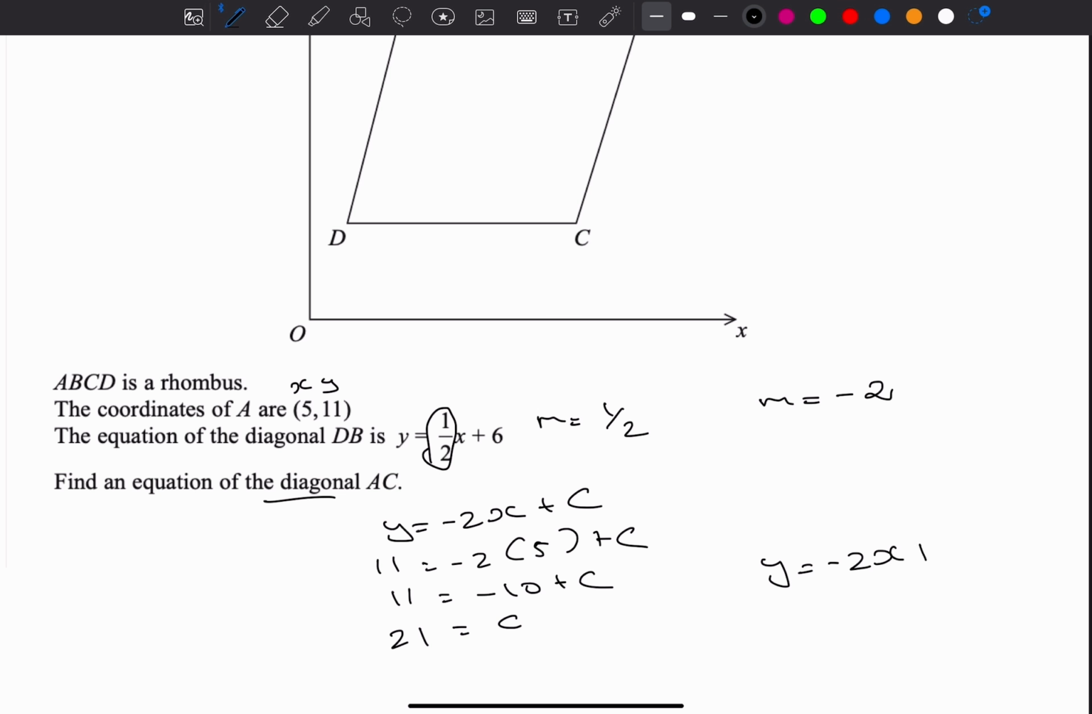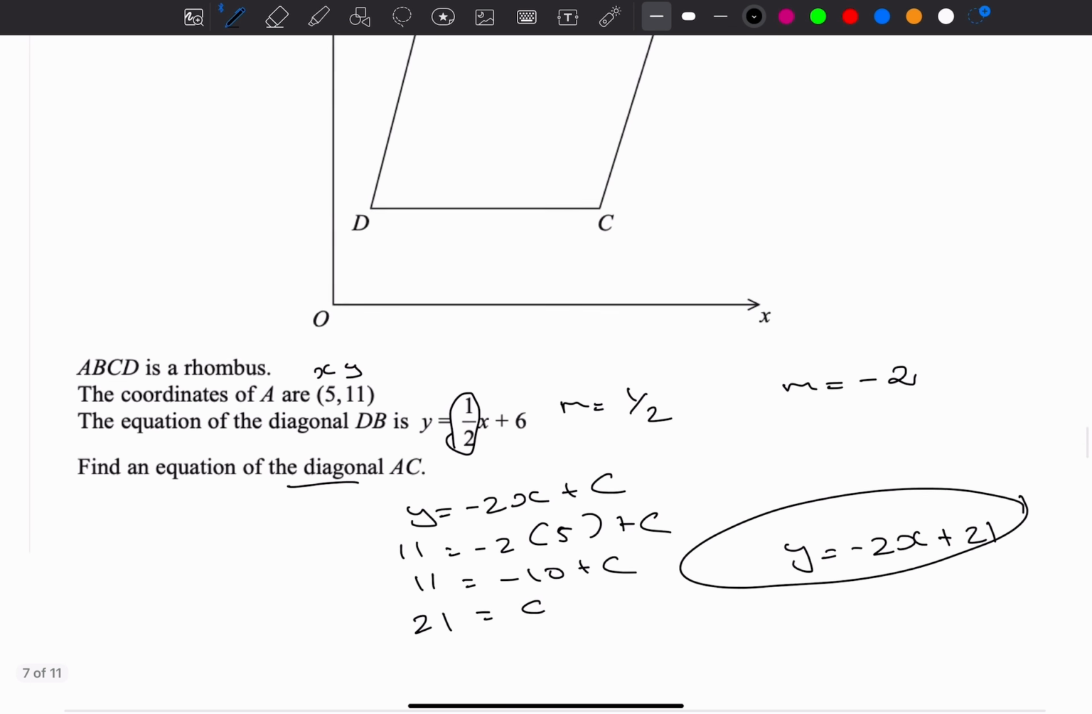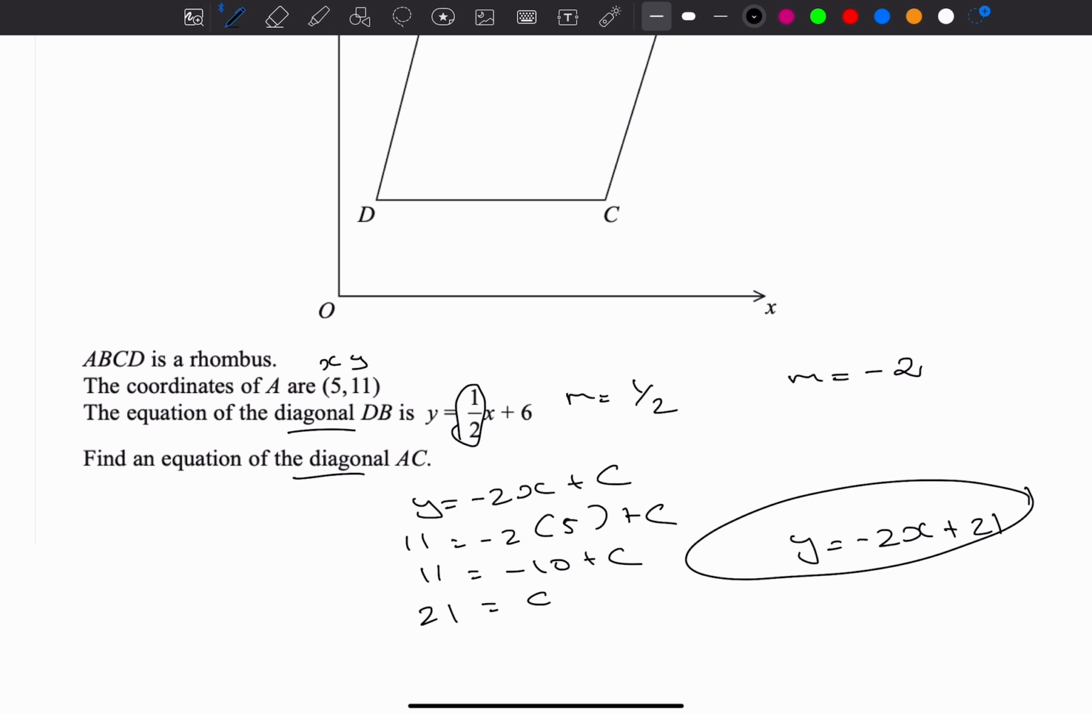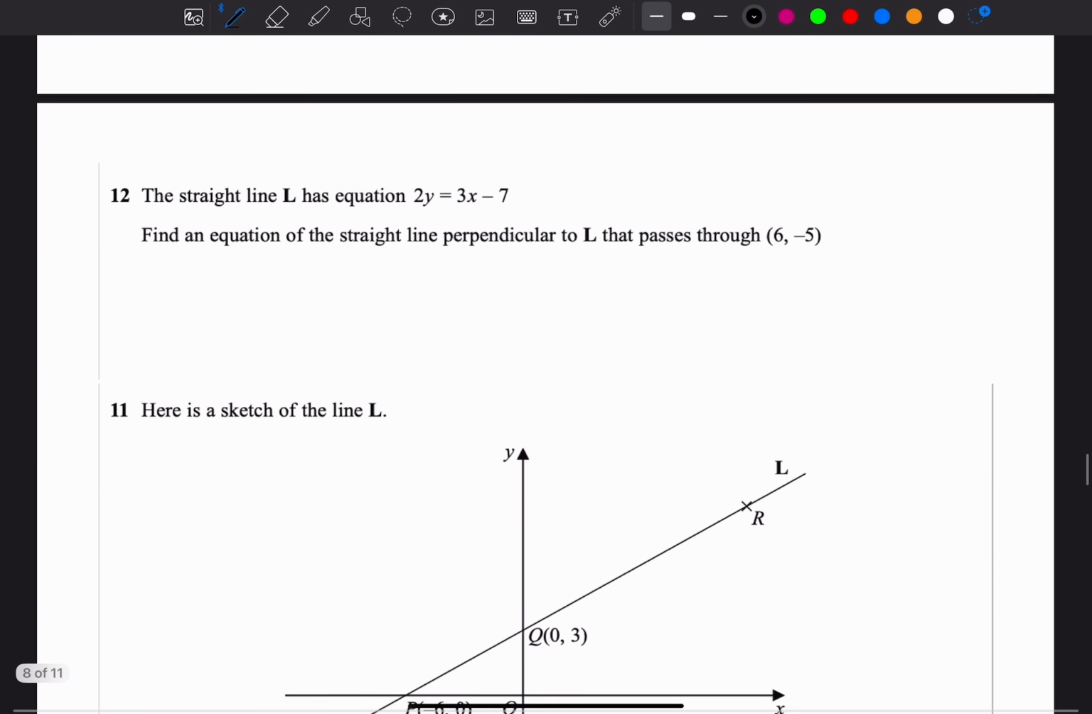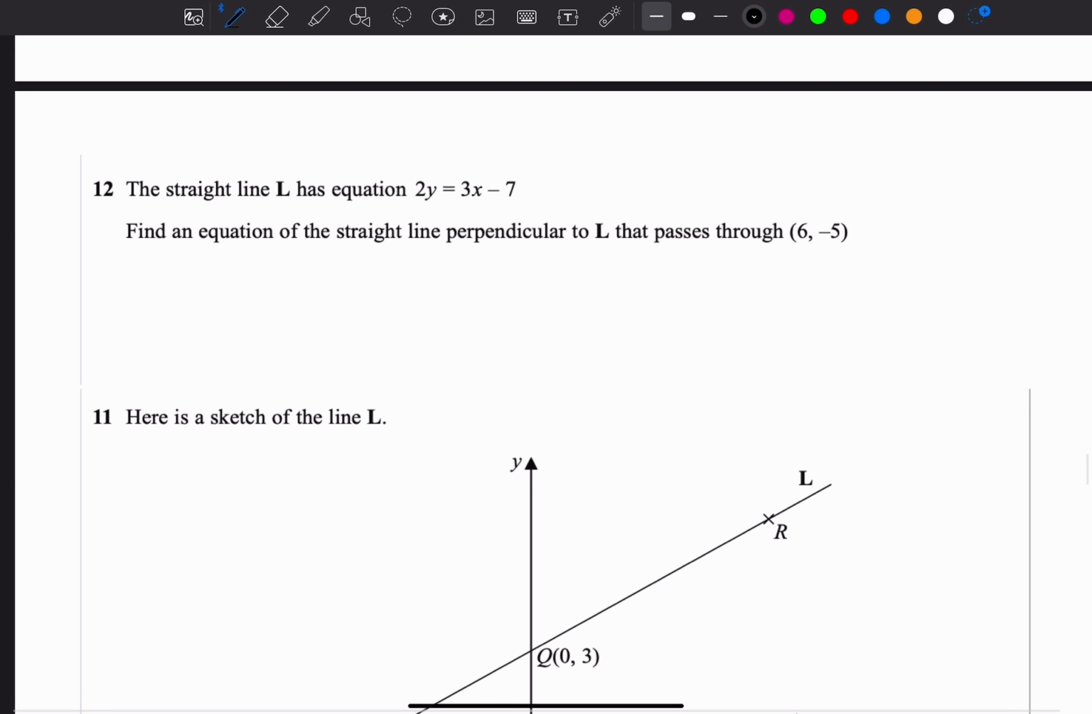Minus 2x plus 21. Okay, because remember the diagonal in this rhombus case is always going to be perpendicular. Next one, find the equation of the perpendicular line. Okay, what is y equal to?